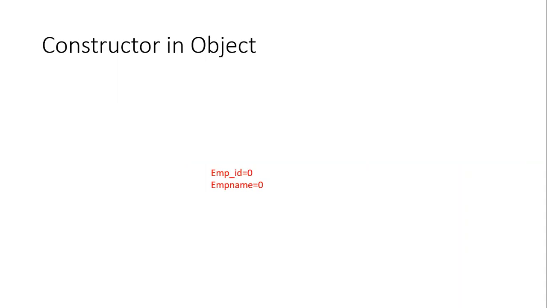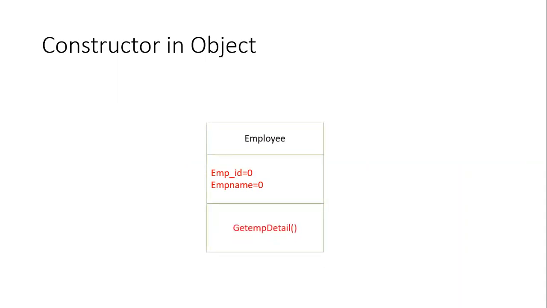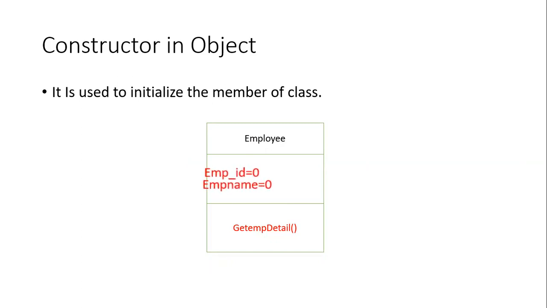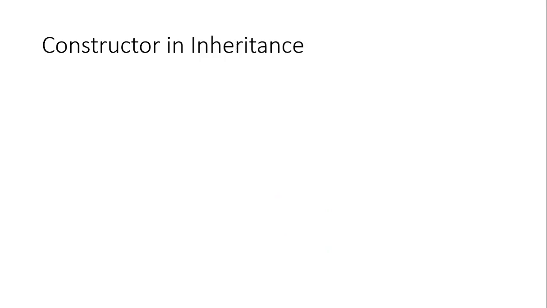Now I will discuss the concept of constructors in objects. What is a constructor? A constructor is basically a special function that is used to initialize the members of the class. What are the members of the class? These are members of the class. We can initialize these members by using a special function known as the constructor.